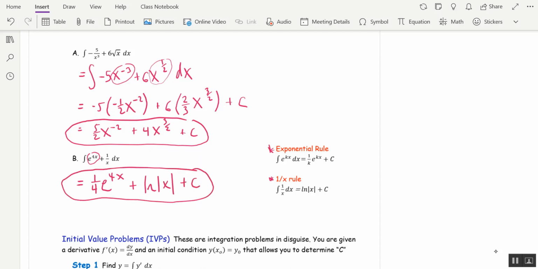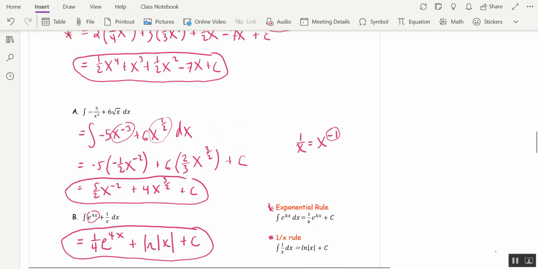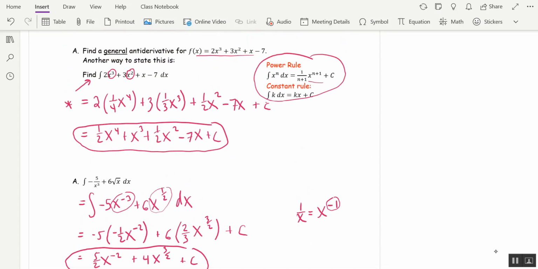And the reason you can't use the power rule on 1/x, come up here, 1/x is x to the negative 1. And so if you try to use the power rule for the integral, you'll add 1 to the exponent, you'll get 0. And so then up here, you'll have 1/0, which makes no sense.